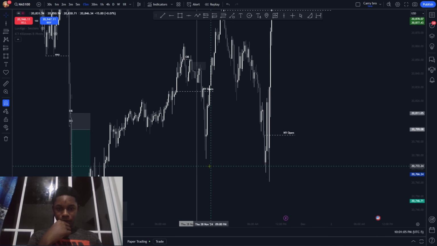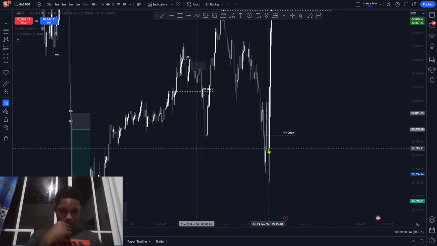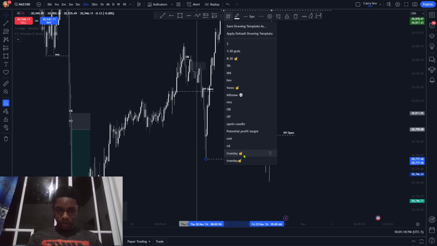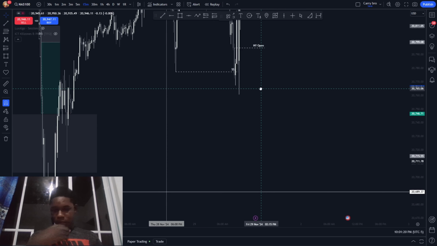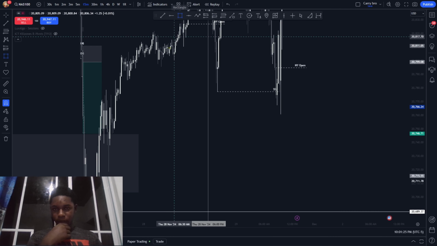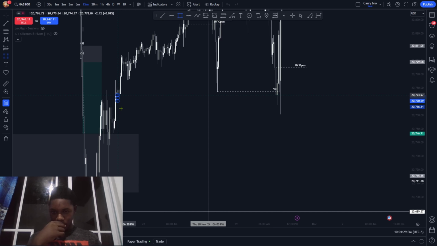As you can see, after 8:30, we came down and took this low right here. We're gonna mark that up as sell side liquidity. And we know what we do. We know what happens after sell side. If price sweeps sell side, we're looking to go back to another liquidity area.